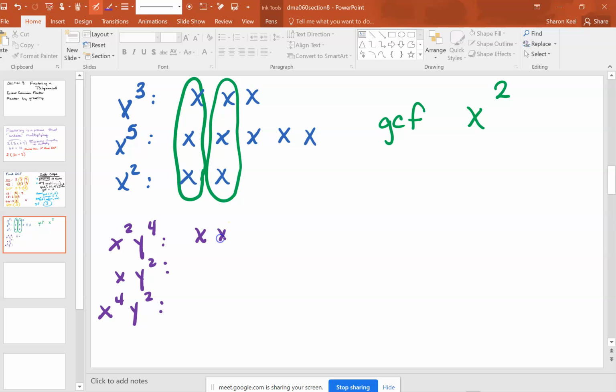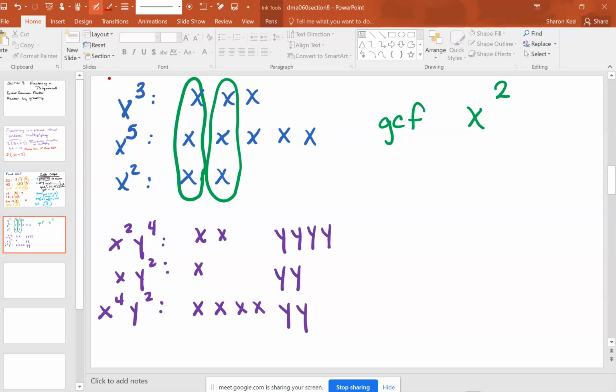Here I have 2 x's. This one I have 1 x. This one 4 x's. The first one up here I have 4 y's. The second one I have 2 y's. And this one I have 2 y's.